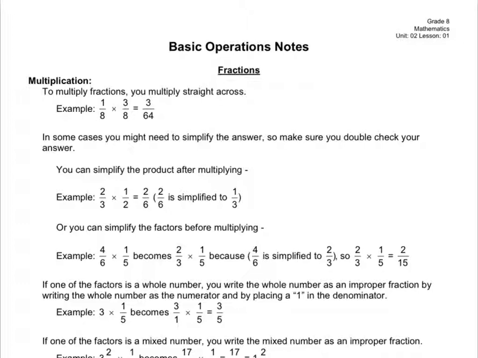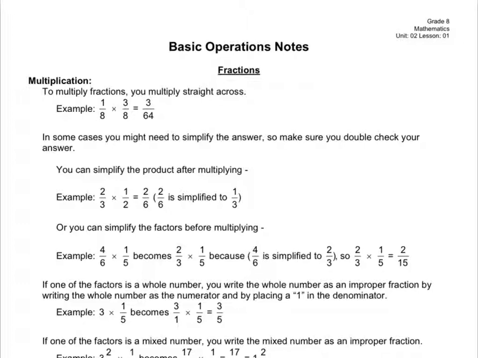So, first thing we want to start off with is fractions. It says to multiply fractions, you multiply straight across. Here we have 1/8 times 3/8. So we can multiply straight across. 1 times 3 is 3, and 8 times 8 is 64. Here it cannot be simplified, so the only thing we can do is just write 3 over 64. In some cases, you might need to simplify the answer, so make sure you double check your answer.